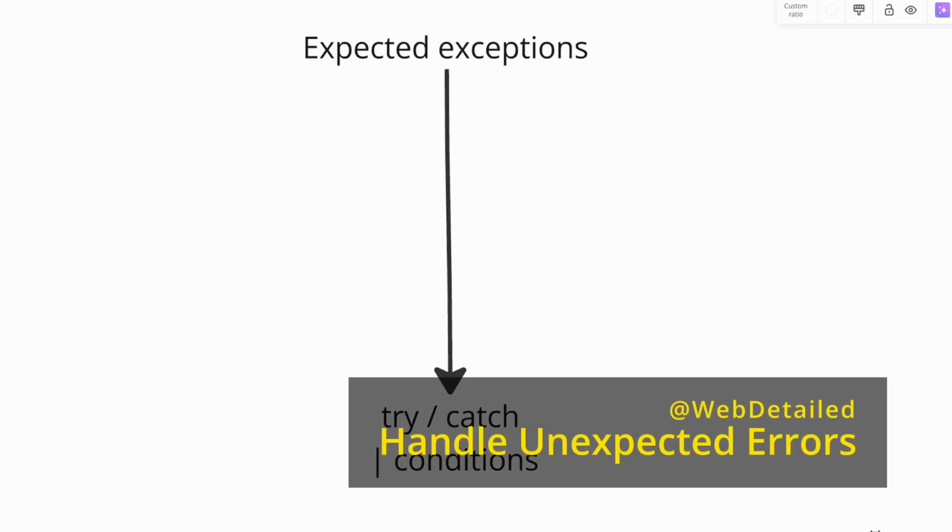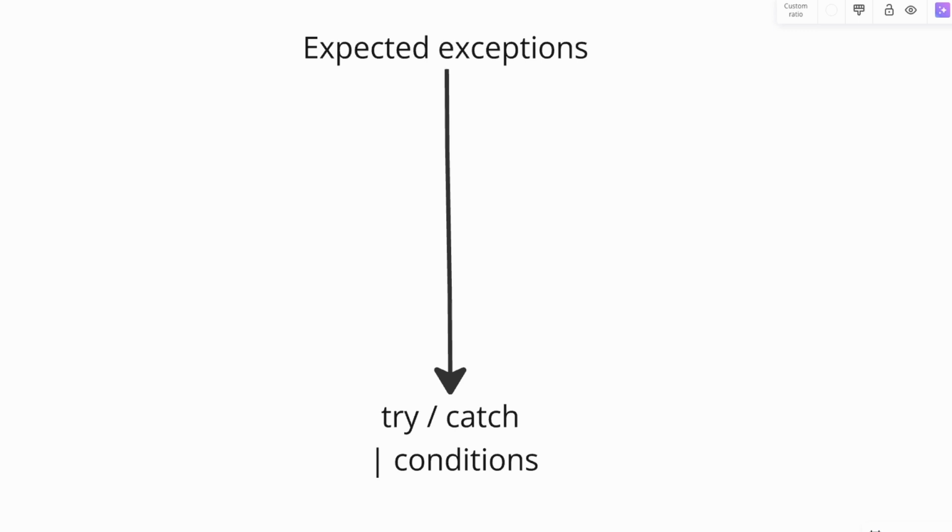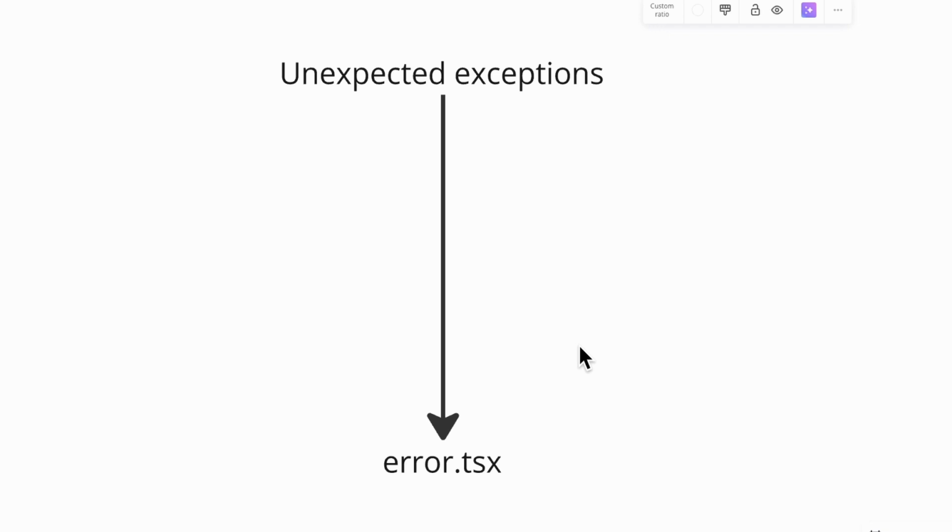Two types of exceptions might happen during the application running. The first type is the expected exceptions, where we try to catch them as much as possible by using try-catch statements or conditions, but still there might be corner cases that we cannot cover, and this is where the unexpected exceptions happen.